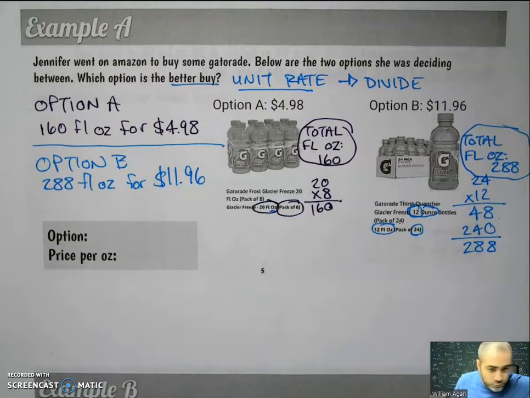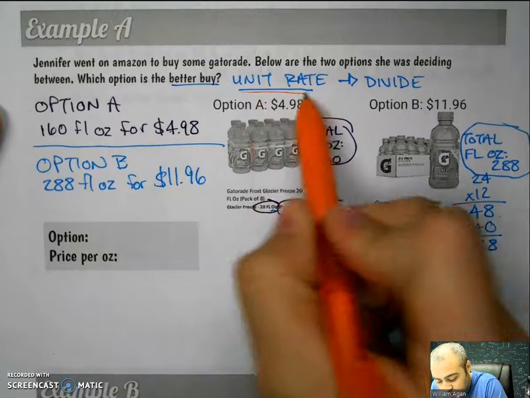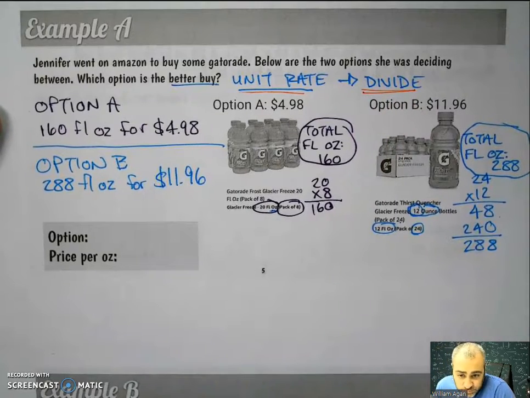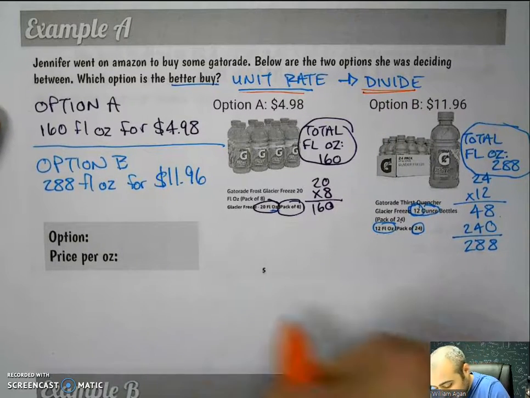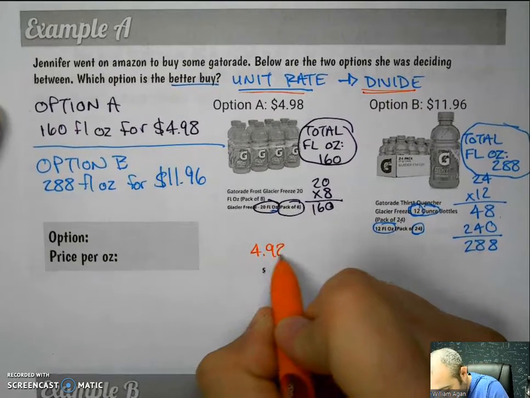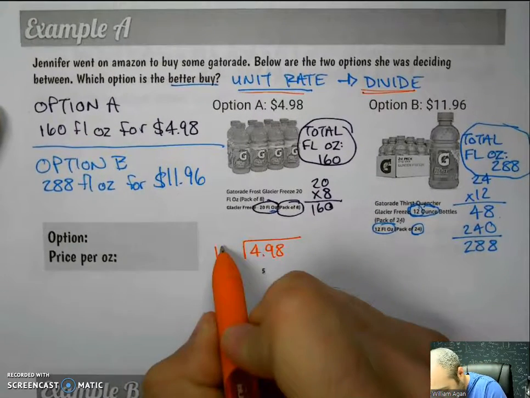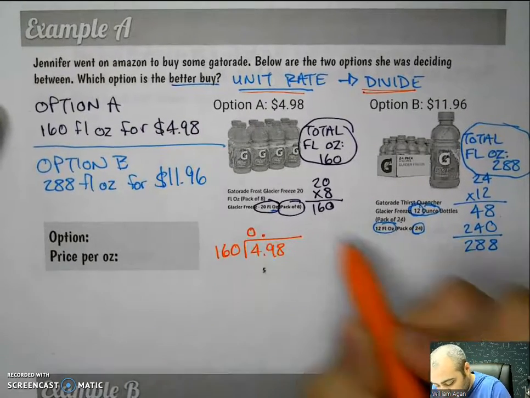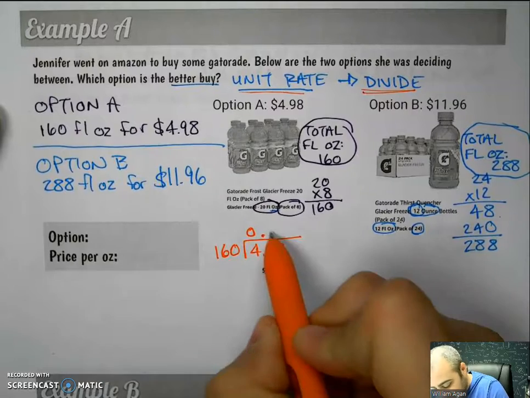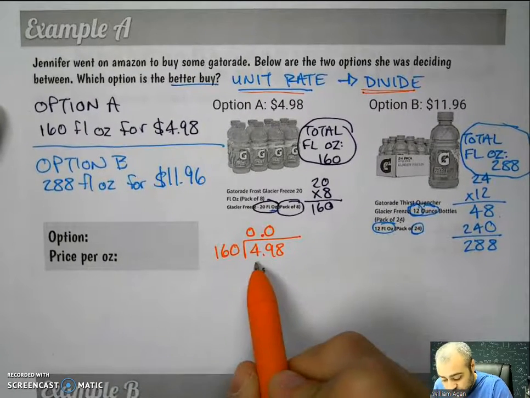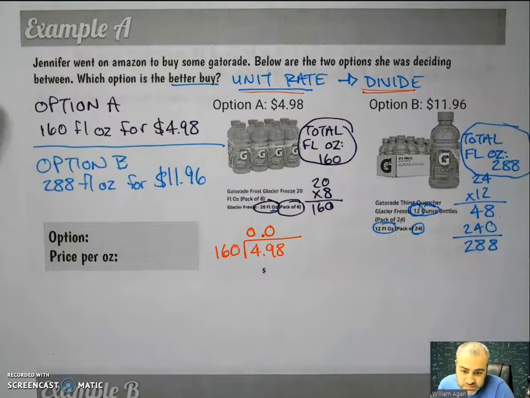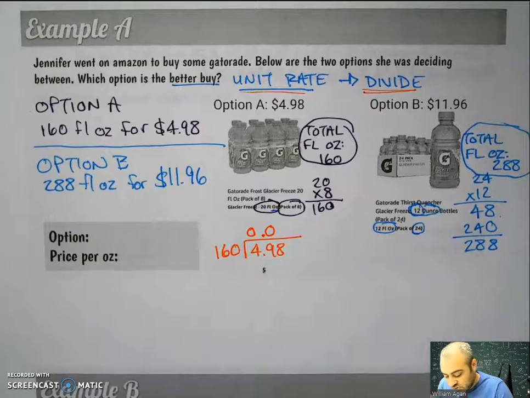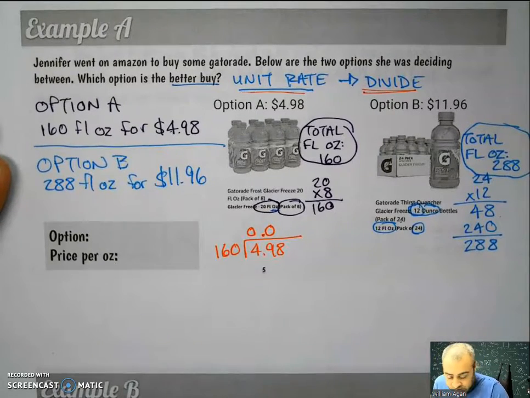Okay, so let's do option A first. Remember, to find unit rate, you divide. And whenever you're dividing with money, money goes on the inside. So I have 4.98 divided by 160. I take that decimal straight up. 160 will not go into 4. 160 will not go into 49. 160 will go into 498, but how many times? Well, I don't know that off the top of my head because I don't know my 160s. So I come off to the side and I guess and check.